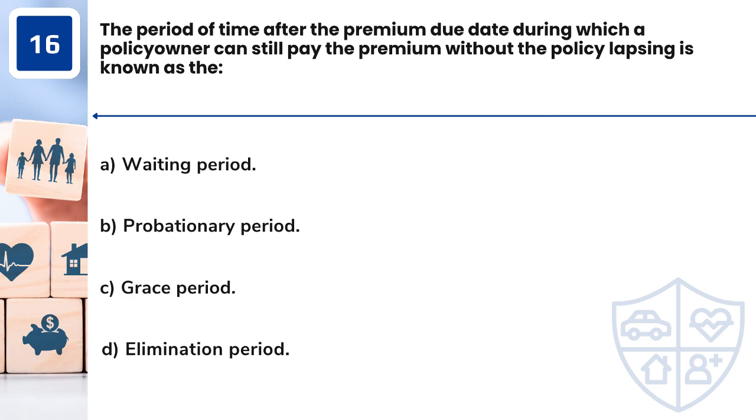Question 16. The period of time after the premium due date during which a policy owner can still pay the premium without the policy lapsing is known as the A. Waiting period. B. Probationary period. C. Grace period. D. Elimination period.